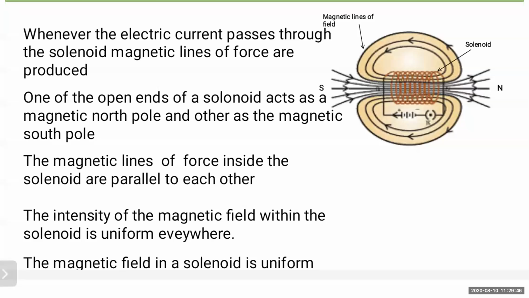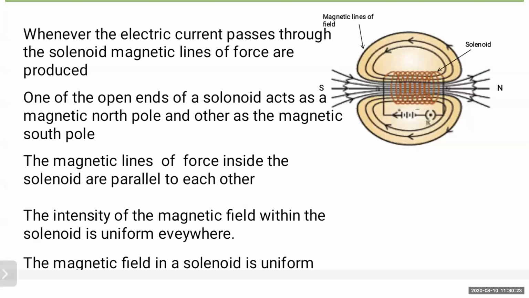That is, first the magnetic effect of electric current, then the right hand thumb rule, and the magnetic field due to the current in a solenoid. The solenoid behaves like a bar magnet. Both of the ends act as a north pole and a south pole.